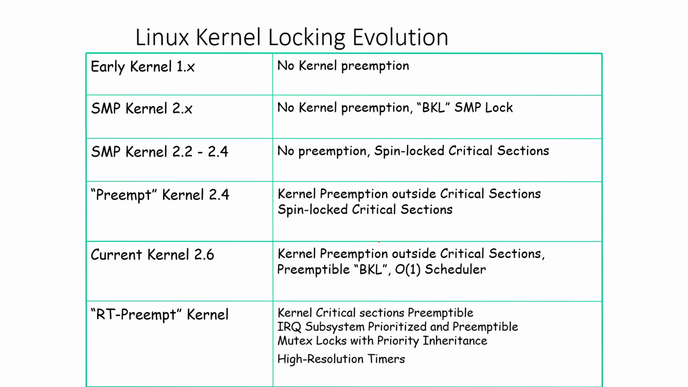If you look at the development of locking in the Linux kernel, of course now we are at kernel version 5, and I'm only looking at the early history. We started with an absolutely non-preemptable kernel. The kernel gradually became preemptable outside critical sections, but critical sections still had spin locks. Then the schedulers improved, and finally we had real-time variants of Linux where kernel level critical sections also became preemptable. Interrupts got prioritized, priority inheritance protocols came in, and the timers became far more high resolution. So we are moving in that direction.